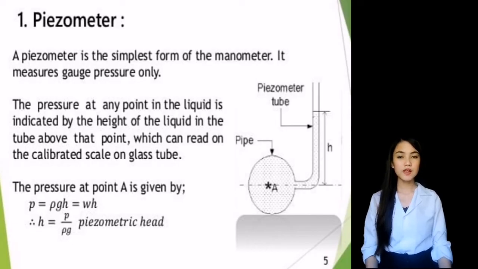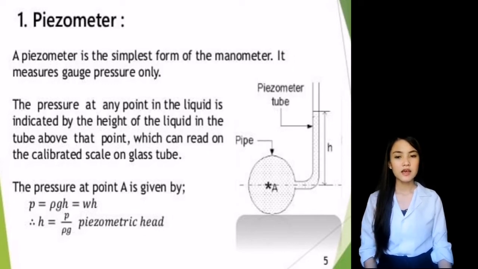The first example of manometer is piezometer. A piezometer is the simplest form of the manometer. It measures gauge pressure only. The pressure at any point in the liquid is indicated by the height of the liquid in the tube above that point, which can be read on the calibrated scale on the glass tube.